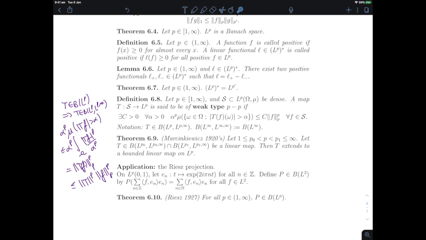Right, so we'll see an application of that just after to the Riesz projection from Fourier analysis. But first, let's prove Theorem 6.9. This is fairly easy, surprisingly. Let's take an f in the dense set S. So S is a subspace of L^p which is dense, and that's where our map T is originally defined.